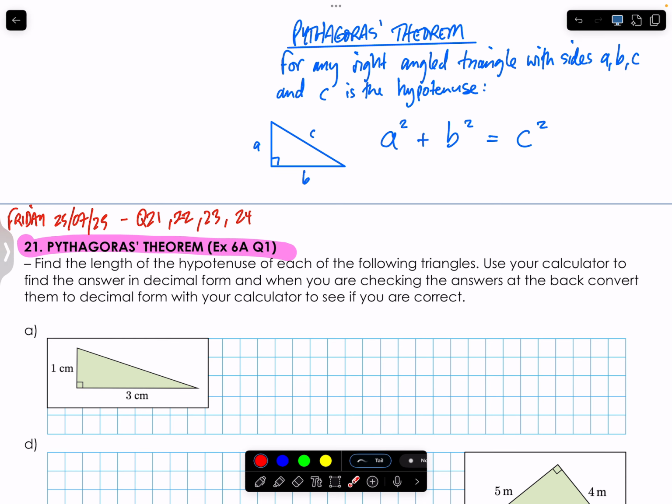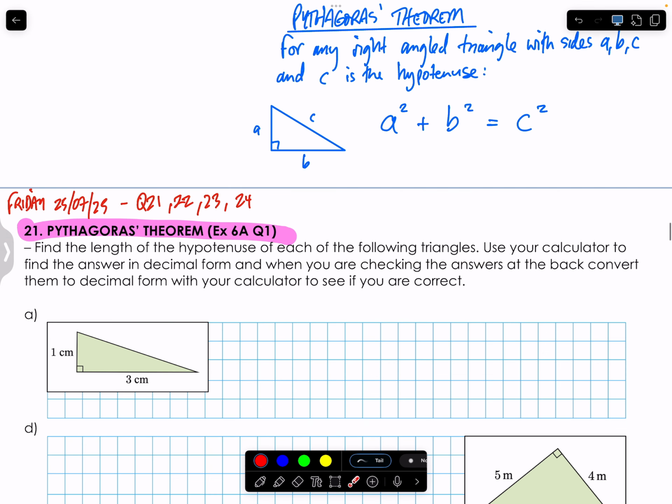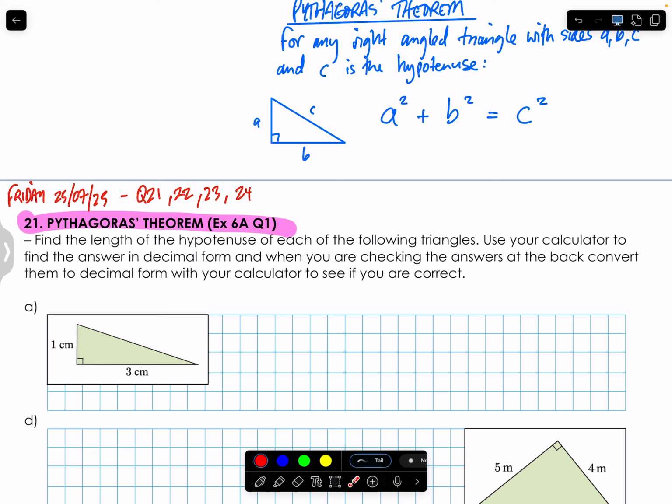All right, let's have a look at A so I can stop and give you time to work on it. Find the length of the hypotenuse of each of the following triangles. Please use your calculator. So this one here. What side could we label 1? Would that be C? Which one is going to be C in this? The hypotenuse, that's going to be C.